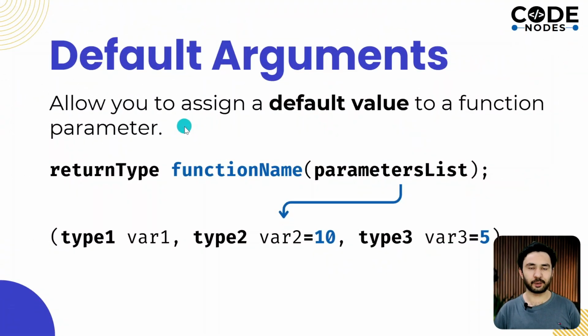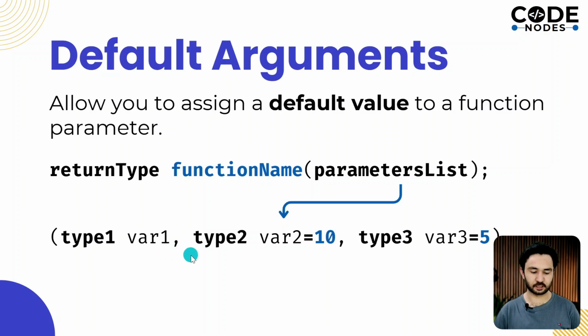A default argument allows you to assign a default value to a function parameter. Here in the syntax, as you can see, we are taking three parameters and we are assigning a default value to the second and third parameters: to the second we are assigning 10, and to the third we are assigning 5, and for the first variable we are assigning nothing.